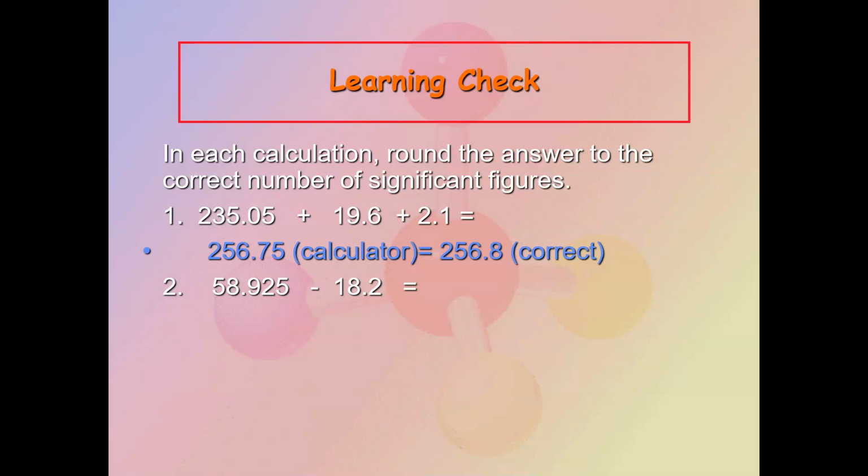So for the first one, your calculator told you 256.75. But we can only have 1 decimal place because these two numbers each only had 1 decimal place, making 256.8 our correct answer because the 5 rounds up the 7. Similarly, on the second one, your calculator would have told you 40.725, but we can once again only have 1 decimal place because of our 18.2 here, which makes our correct answer 40.7.